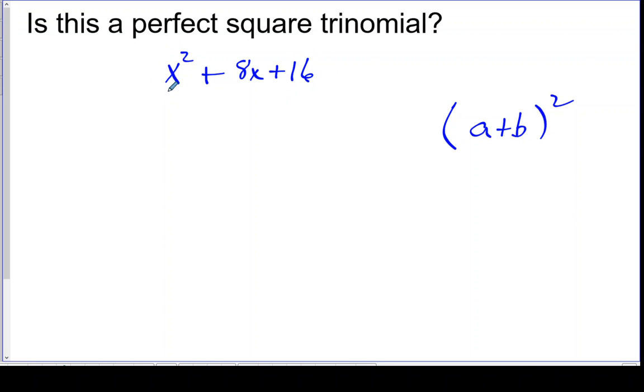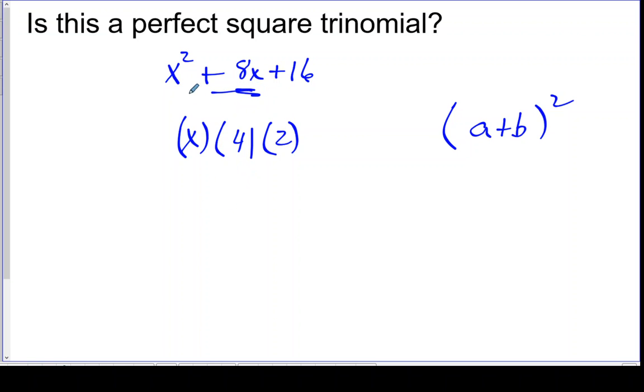So the square root of x squared is x. The square root of 16, yes, that's a perfect square, so the square root of 16 is 4. Well, the last step, in order to determine if this is a perfect square trinomial, now double it, just like we did before. And what's 4 times 2? 4 times 2 is 8. 8 times x is 8x. That matches the plus 8x in the middle.